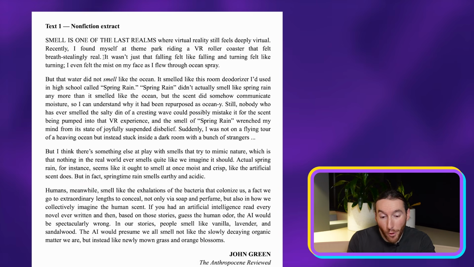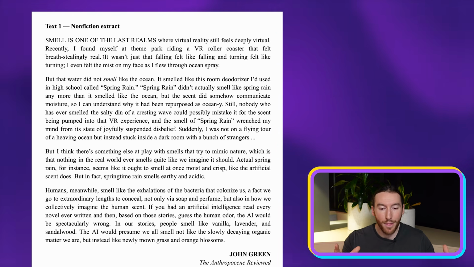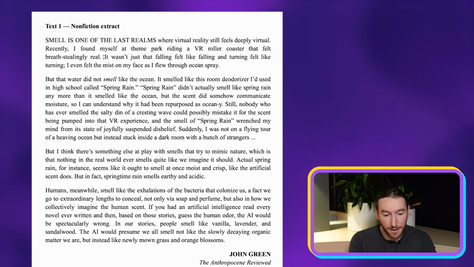"It wasn't just that falling felt like falling and turning felt like turning. I even felt the mist on my face as I flew through ocean spray." Okay, so what's it saying here? They went to a theme park. Things felt so real in this virtual reality experience. The key thing is after it. "But that water did not smell like the ocean. It smelled like this room deodorizer I'd used in high school called Spring Rain."